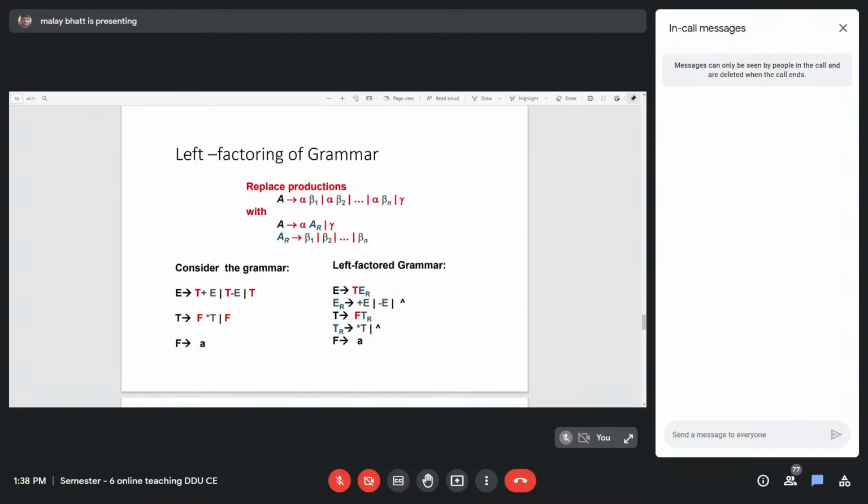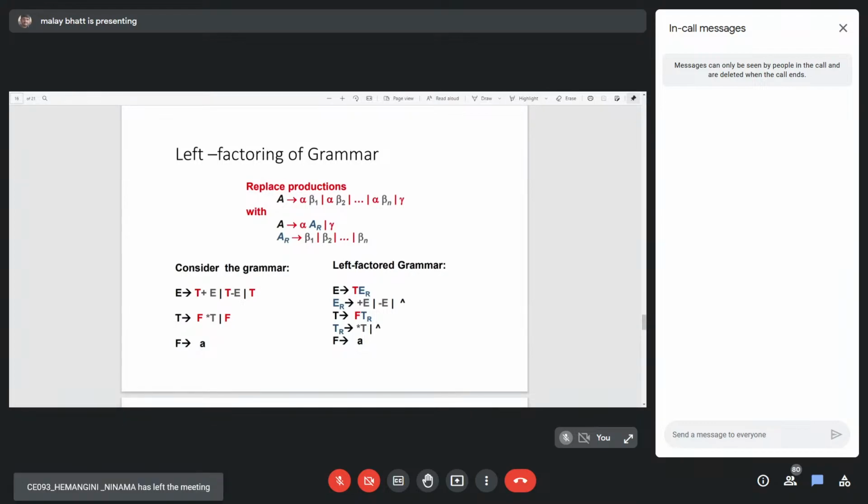So we'll write T gives F, and then for the remaining portion, we'll introduce a new non-terminal TR, and for TR, we'll write star T or null. You can see that when you apply a leftmost derivation from the starting symbol E, you will get the first step as E gives TER. So T is the leftmost non-terminal. So you will process it further. So you will get FTR.